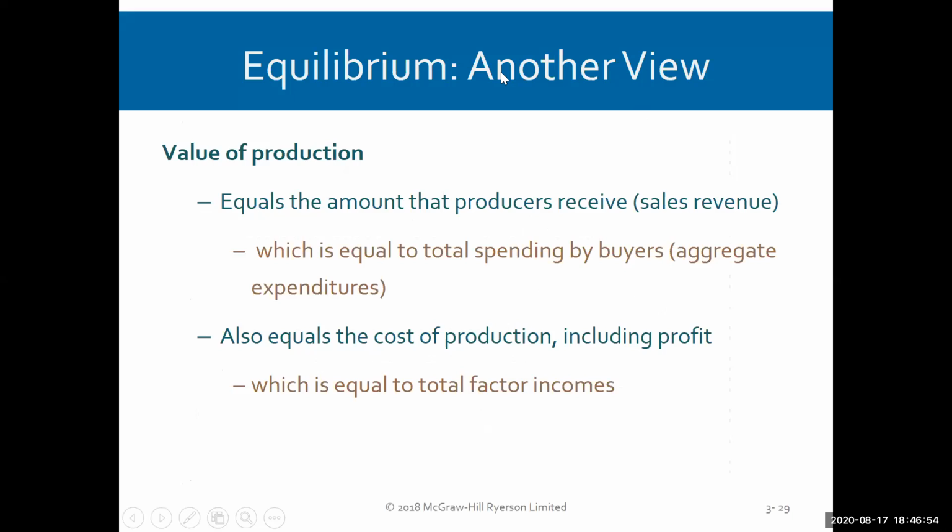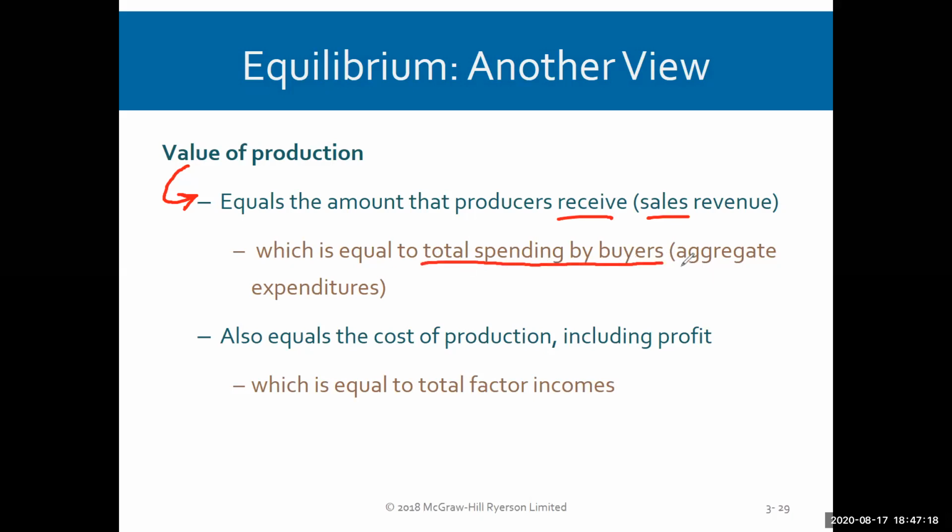So here we go. We're going to introduce this concept called value of production. And the value of production equals the amount that producers receive, which is their sales revenue. That's not too hard to follow, which then is equal to the total spending by the buyers. So we refer to that as aggregate expenditures. So value of production is the aggregate expenditures. It's the amount that people have spent on the product, and it's at the same time the amount that the producers receive for that.